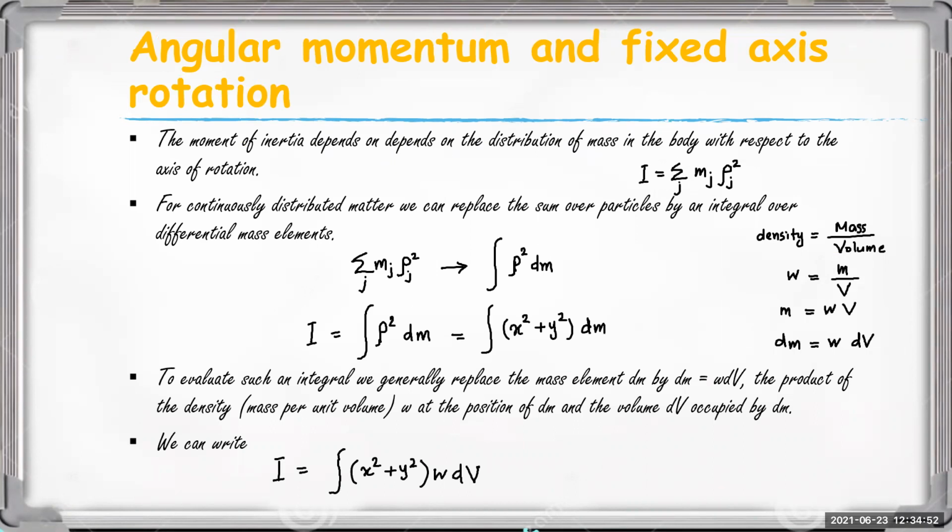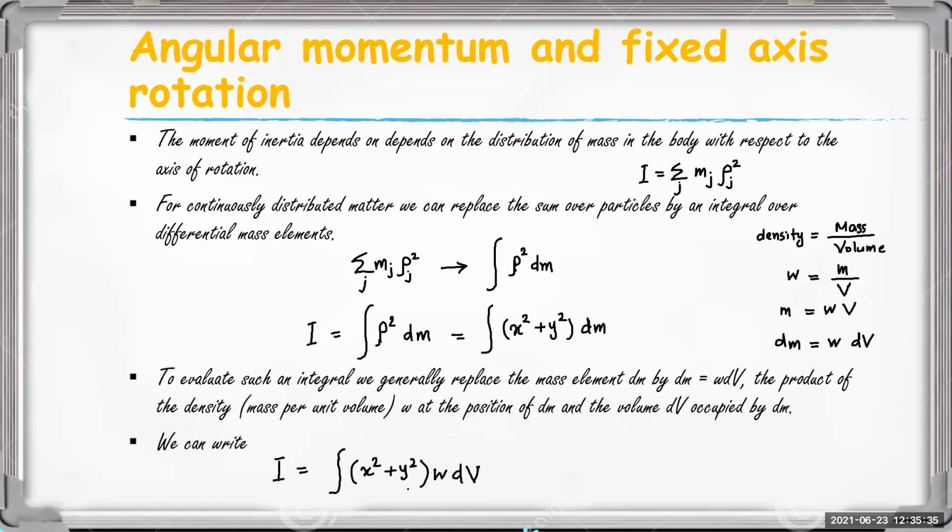and in terms of integration, we have written I is equal to integral x square plus y square into w into dv. Here w is the density, and here the x square plus y square corresponds to rho square. Here we consider the moment of inertia about z axis, so it is x square plus y square.